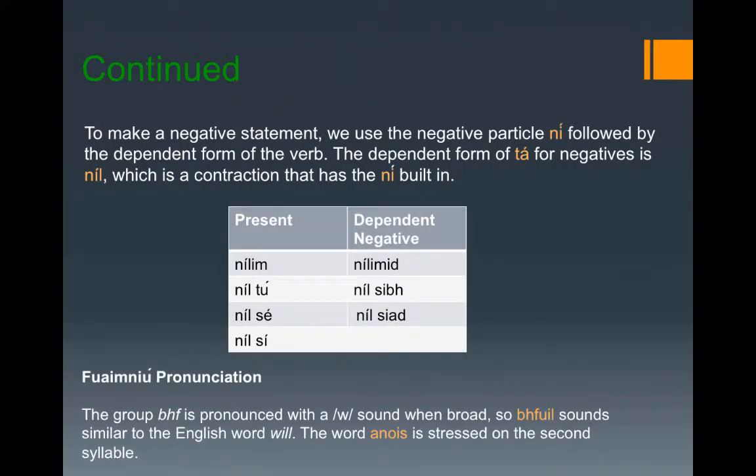To make the negative statement, we use the negative particle ni, followed by the dependent form of the verb. The dependent form of ta for the negative is nil, which is a contraction that has the ni built in. Nilim, niltu, nilse, nilsi, nilimid, nilsibh, nilsiad. The group bhf is pronounced with a W sound when broad, so bhfuil sounds similar to the English word will. The word anois is stressed on the second syllable.